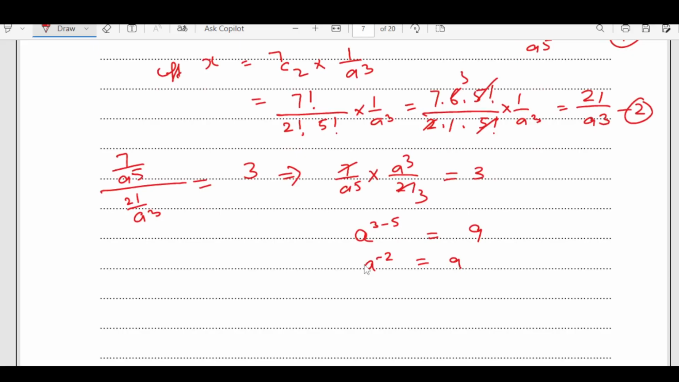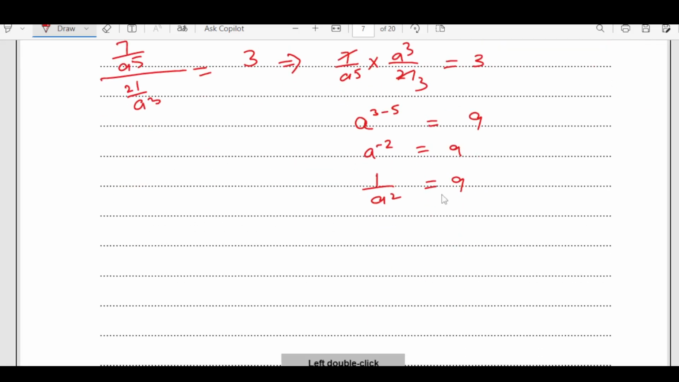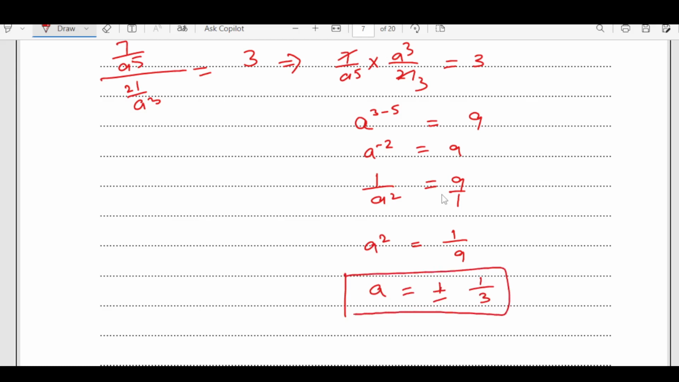Then 1 over a squared is equal to 9, and then we are going to cross multiply. So a squared is going to be 1 over 9. So a is plus or minus 1 over 3. So that is the value of a. Okay.